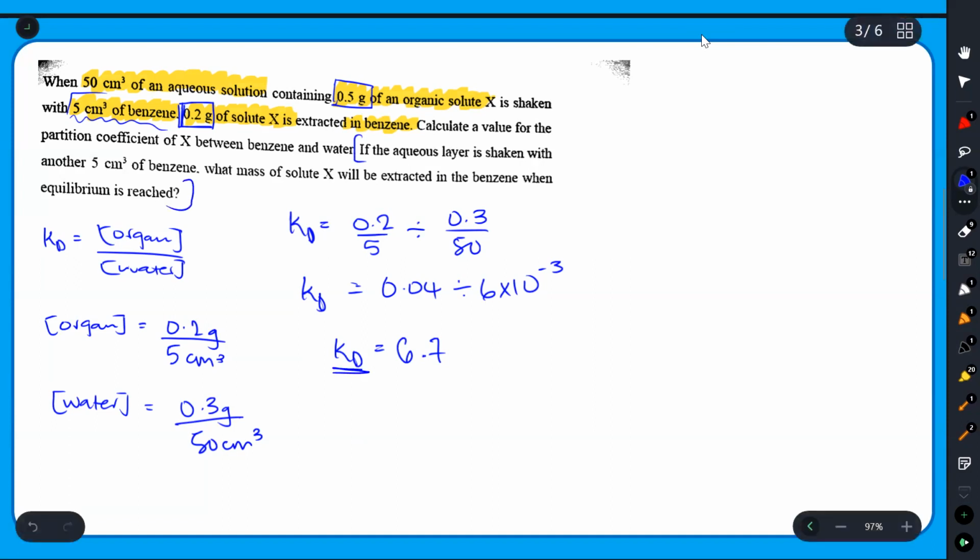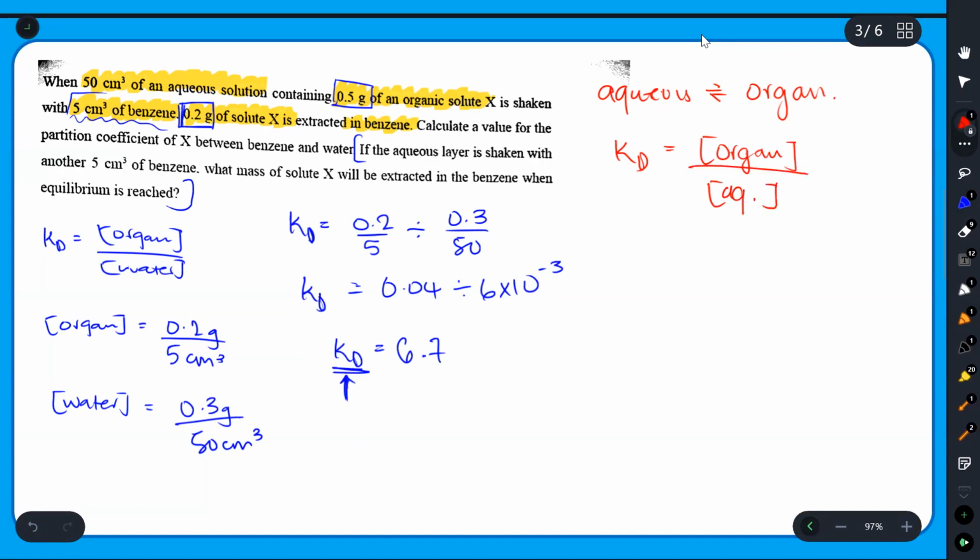So KD, this is another constant. Remember I told you an equilibrium will be set up between the aqueous layer and the organic solvent layer. So the solute in the aqueous layer will set up an equilibrium with the organic solvent layer. So the KD is actually the concentration of the organic solvent layer over the concentration of the aqueous layer. As you can see, or I hope you remember, if you have A plus B setting up an equilibrium with C and D, then the equilibrium constant is equal to the concentration of C times the concentration of D divided by the concentration of A times the concentration of B. So this is the equilibrium constant, right?